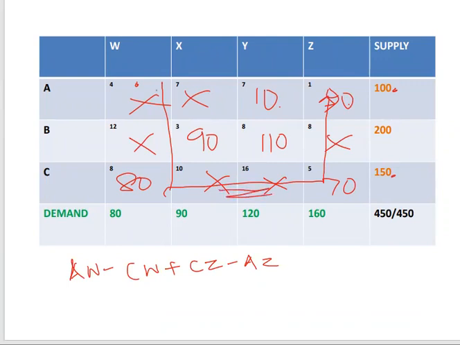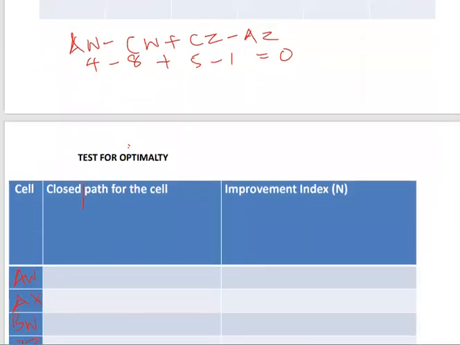Jump from here to, so that would be what? 4 minus 8 plus 5 minus 1. So what would that give us? That's minus 4 plus 5, zero. So that means AW has no effect on our path, right? Yes. So let's write it out. That would be AW minus CW plus CZ minus AZ. That is 4 minus 8 plus 5 minus 1. That is 0.